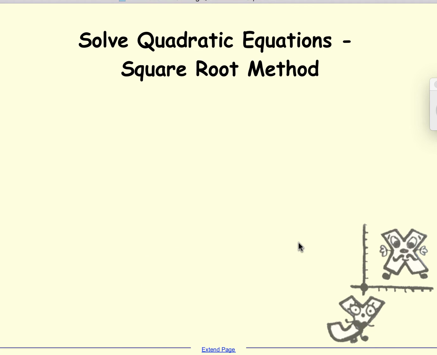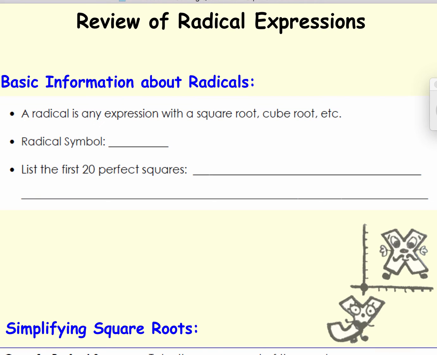In this lesson, we're going to look at how to solve quadratic equations using the square root method. So just a quick review of radical expressions.